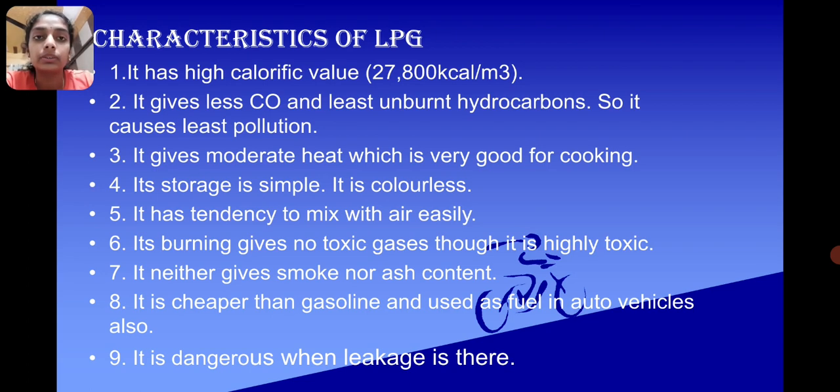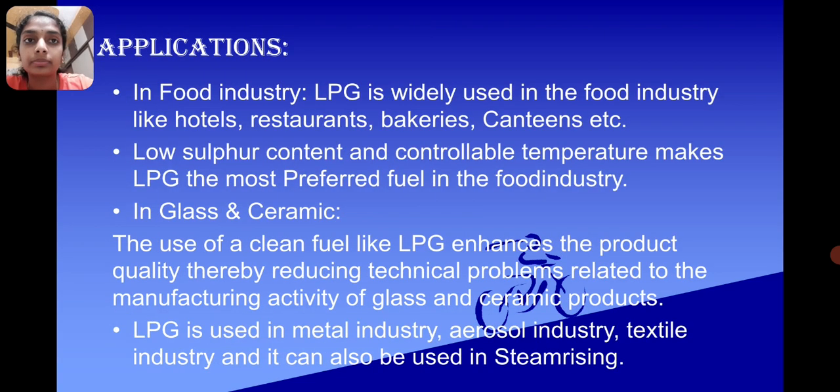Characteristics of LPG. It has a high calorific value. It gives less CO and least unburnt hydrocarbons, so it causes least pollution. It gives moderate heat, which is very good for cooking. Its storage is simple, it is colorless, and it has a tendency to mix with air easily. Its burning gives no toxic gases, though it is highly toxic itself. It neither gives smoke nor ash content. It is cheaper than gasoline and is also used as a fuel in auto vehicles. It is dangerous when leakage is there.